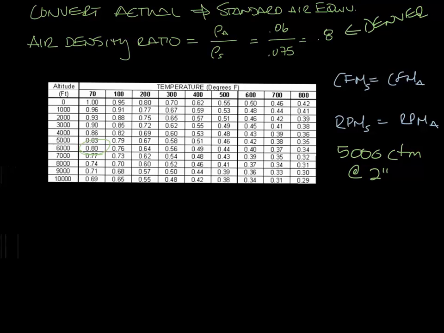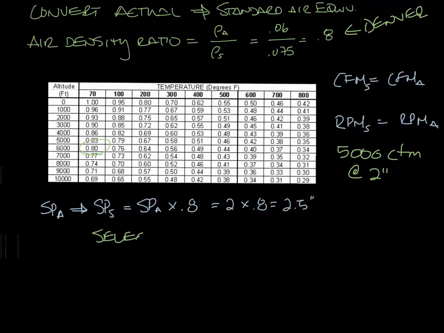So the static pressure at altitude needs to be converted to the static pressure of standard air. And you get that by dividing the static pressure at altitude that you need, this 2 inches, by 0.8, our air density ratio. So 2 divided by 0.8 equals 2.5 inches of pressure. So now you would select your fan based on manufacturer's data, based on your 5,000 CFM and 2.5 inches. And this will allow you to select your fan and get the RPM you need to get the airflow you need out of your fan.